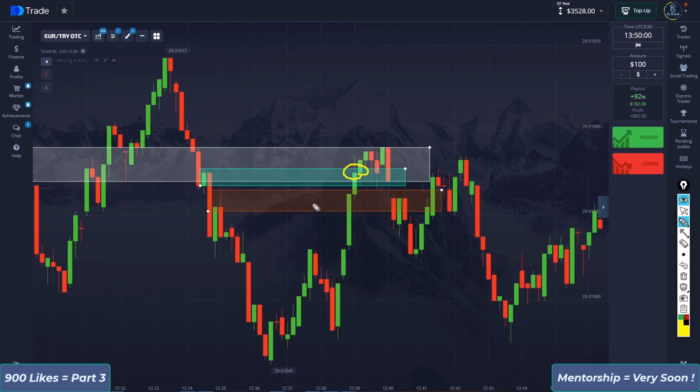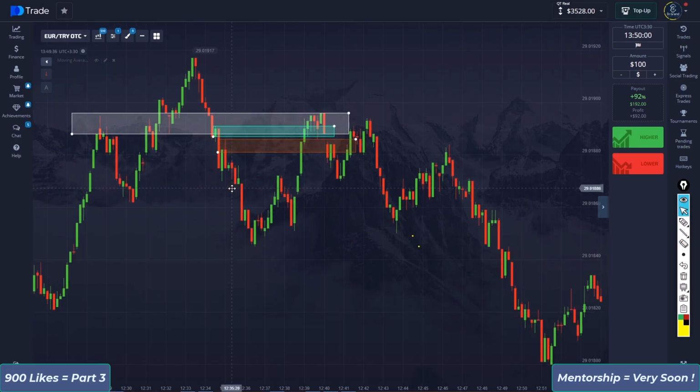So if we're going for 1 minute, or let's see, 1 2 3 4 5 6 7 8 9 10 11 12. Okay, if we go for 1 minute, we would win the trade down here. And that's the lower time frame entry for this one, right?